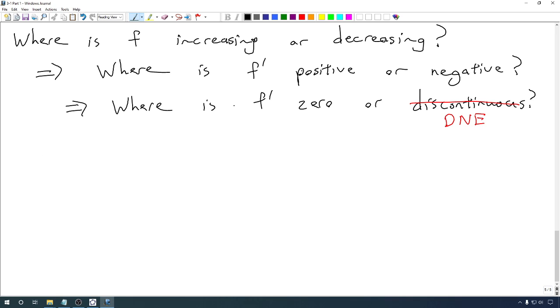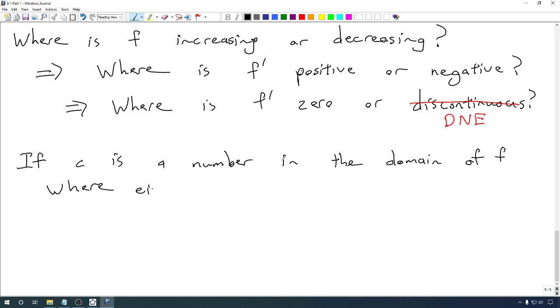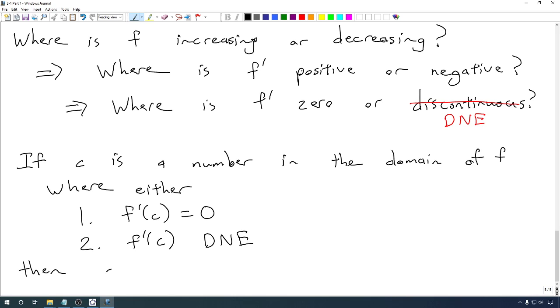We're going to give a name to the places where that happens. We're going to say if c is a number in the domain of f, where either f prime of c equals 0 or f prime of c does not exist, then c is a critical number, or something frequently also referred to as a critical point.